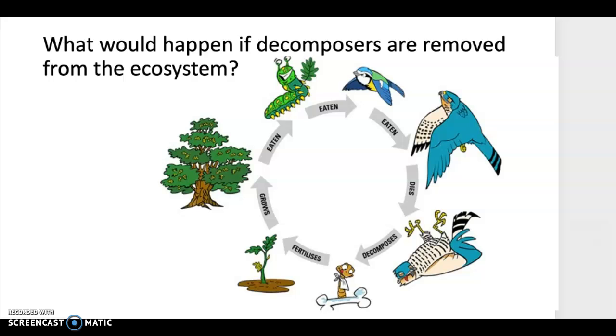And then last question, what would happen if decomposers are removed from the ecosystem? So here we have a little food chain, a little cycle occurring. If we took the decomposers out, think of that if when organisms died, they just sat there and never decomposed, right? Not too fun. It would actually be really gross. And our plants and animals wouldn't get the essential nutrients that they need.